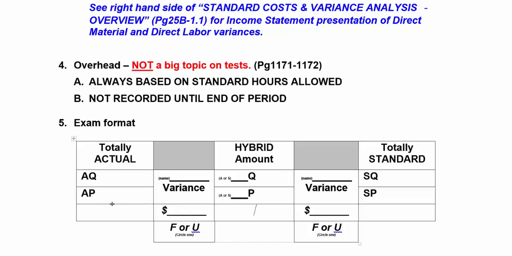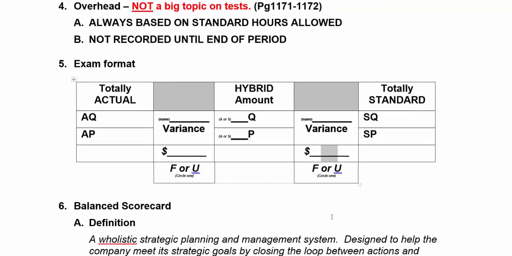So you take the actual number on the left, the more actual number, minus the more standard number. So more actual minus more standard. And if it's a positive figure, that's an unfavorable variance. If it's negative, that's a favorable variance. Similarly, you take the relatively more actual number here in the hybrid total, minus the standard number, the totally standard number on the right here, and if it's a positive amount, unfavorable. Negative amount, favorable.